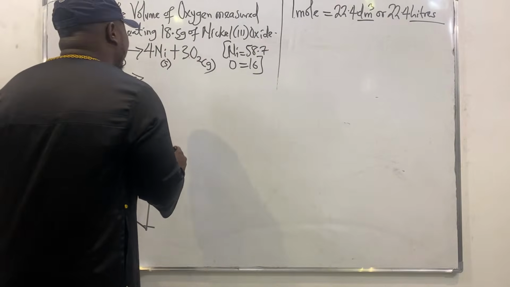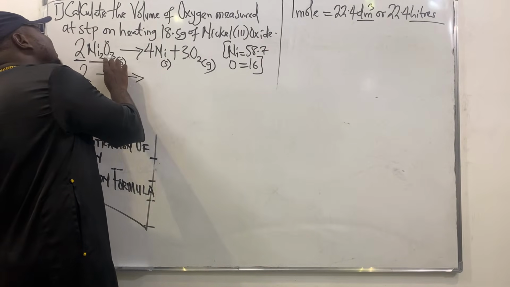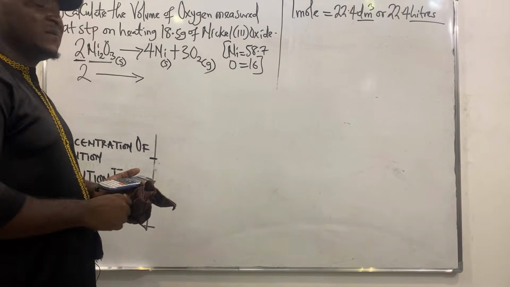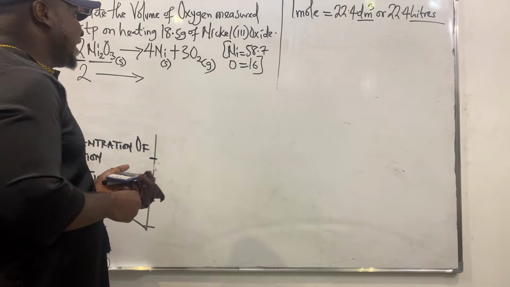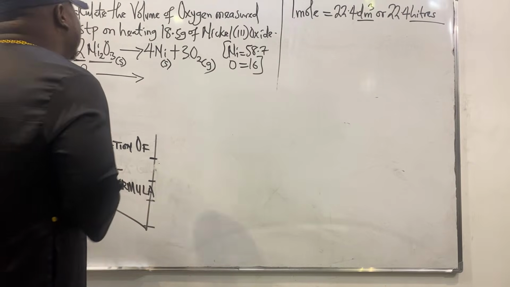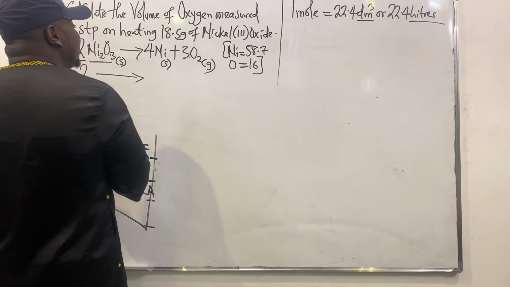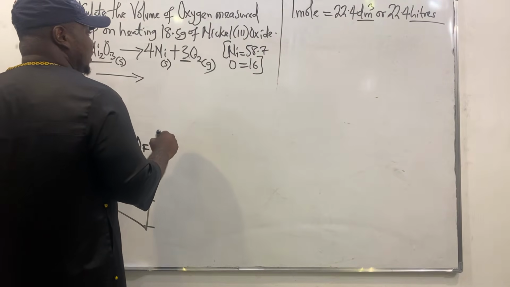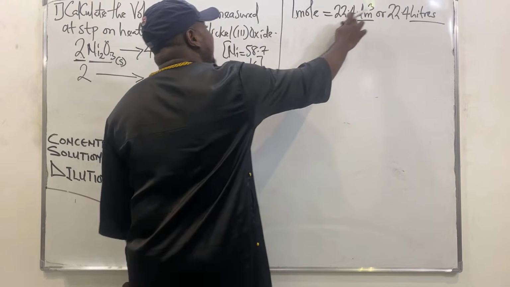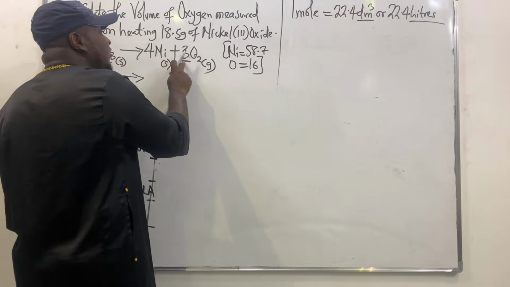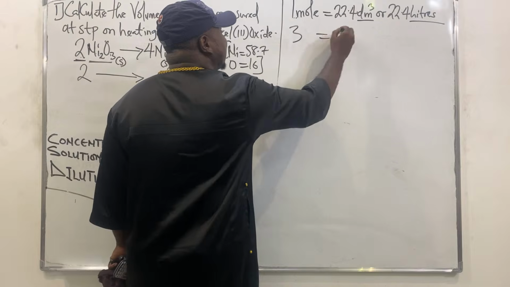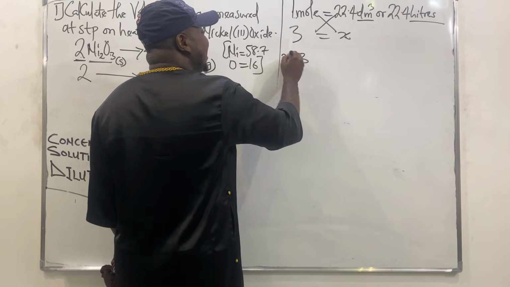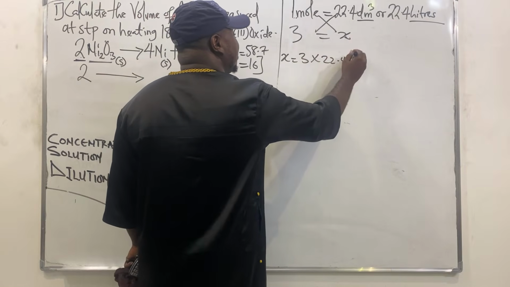Let us ask ourselves, if we have 2 moles of nickel 3 oxide, what volume of oxygen will be obtained from it? On the balanced chemical equation, 2 moles of nickel 3 oxide gave 3 moles of oxygen. But 1 mole of any substance is 22.4 dm³. If we have 3 moles of oxygen, that will give us what? X, cross multiply. 3 times 22.4. X times 1 is X. So X equals 3 times 22.4 dm³.